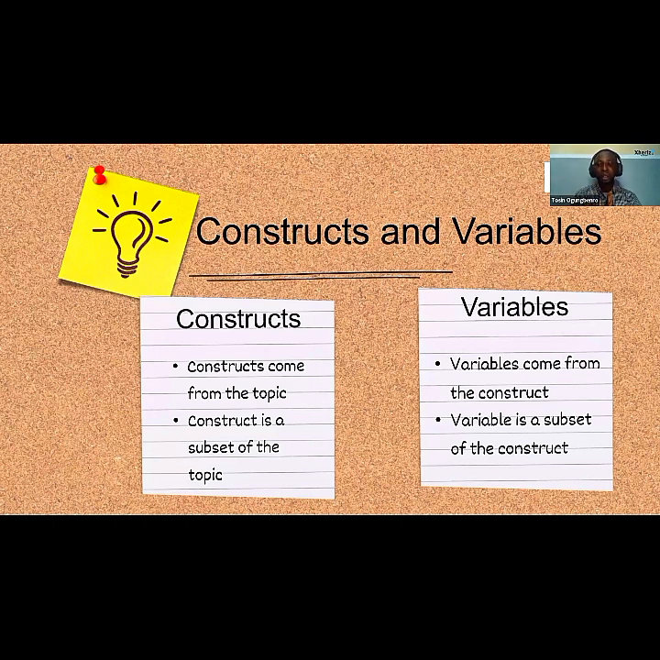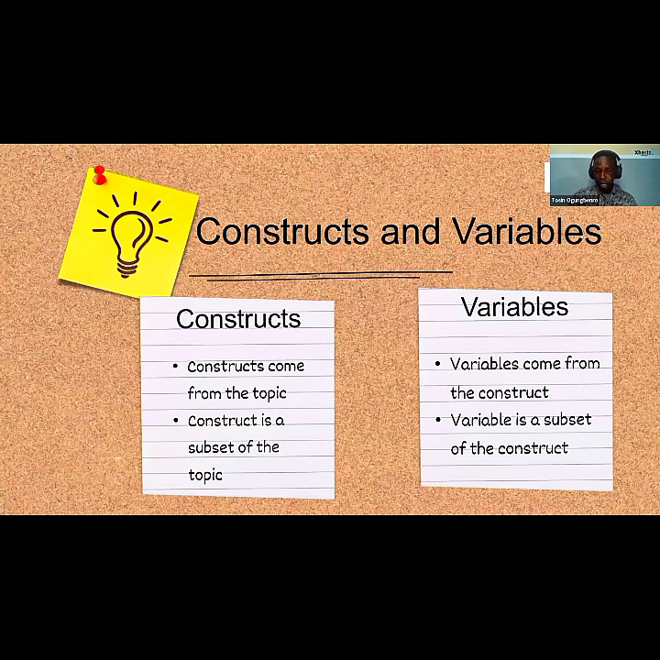So you cannot generate content effectively if I don't talk about constructs and variables. They are the fabric of your work, and I'm going to break it down. Like I said, a construct comes from the topic. A construct is a subset of your topic. Every construct comes from your topic, and variables come from your construct.